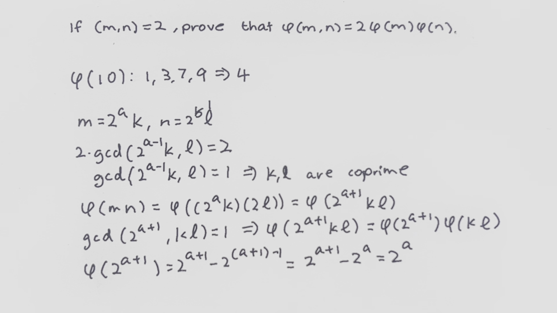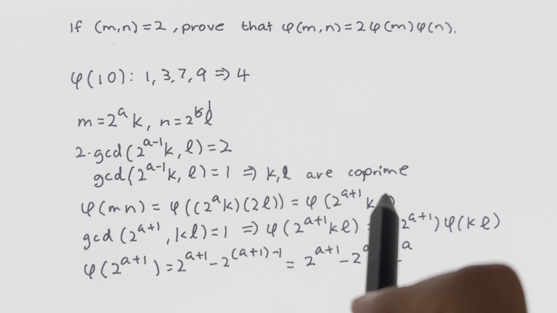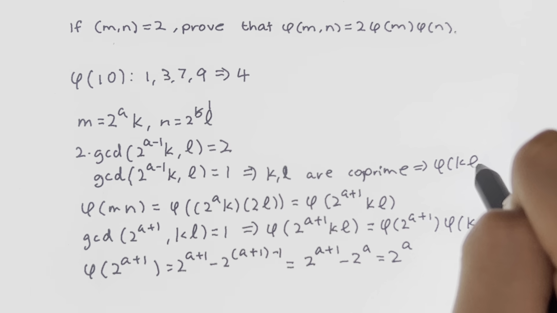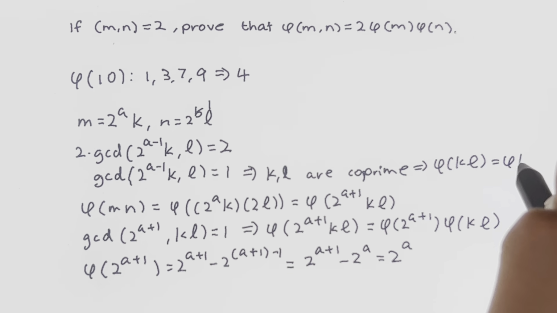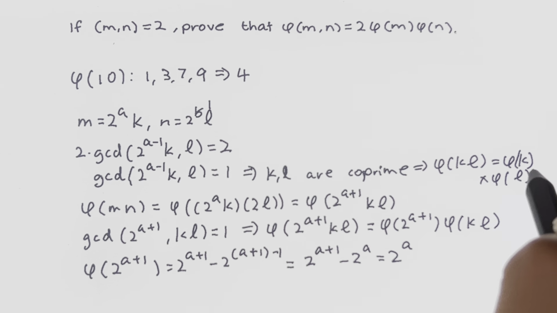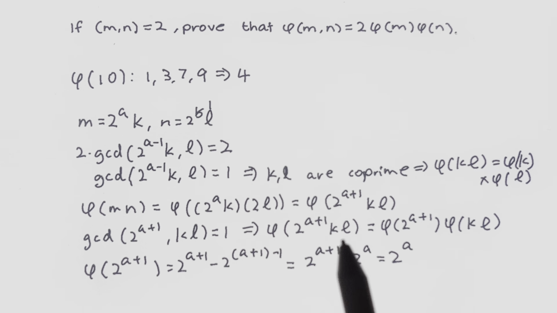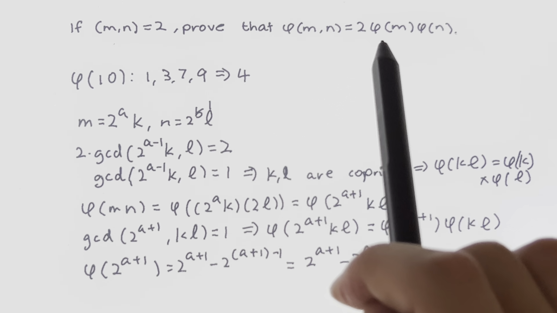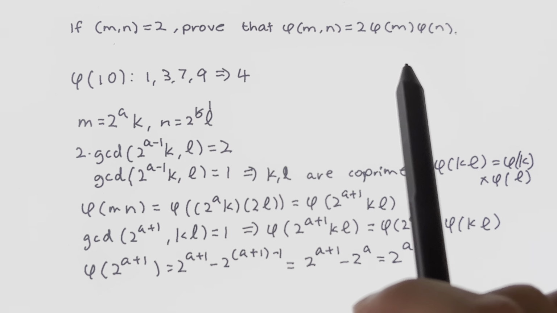So we have the Euler's totient of mn equals 2 to the power of a times the Euler's totient of kl. And since they're coprime, we need to remember that this means the Euler's totient of kl equals the Euler's totient of k times the Euler's totient of l. Thus, we have the Euler's totient of mn equals 2 to the power of a times the Euler's totient of k times the Euler's totient of l. Now we need to show that this equals 2 times the Euler's totient of m times the Euler's totient of n.